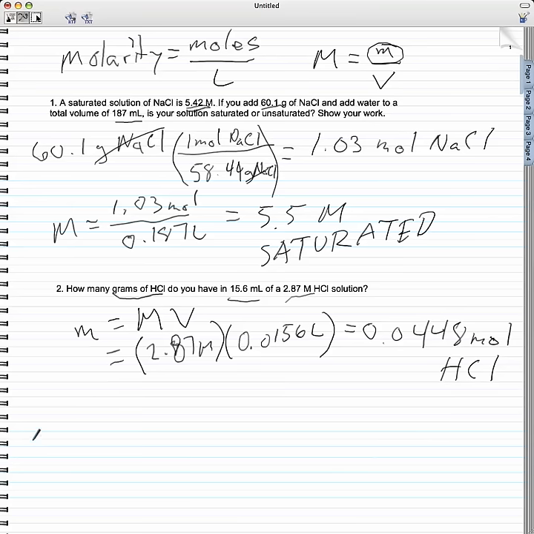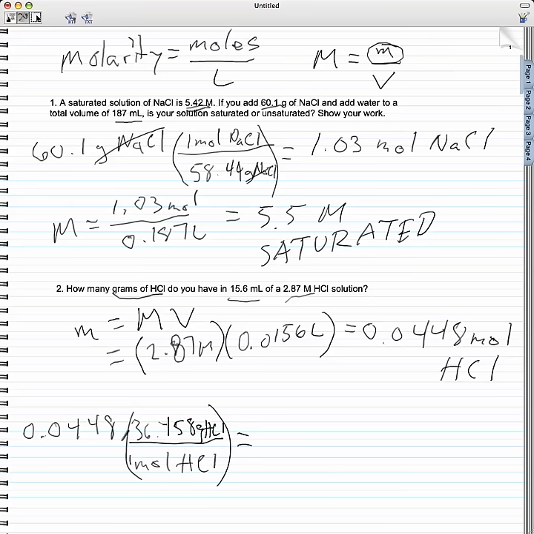That tells us how many moles we have, but they ask for grams, so we've got to go moles to grams. So 0.0448 moles, and we've got to convert it. I forgot to write it: 1 mole of HCl is going to have a mass of 36.458 grams. 0.0448 times 36.458 tells us that we're going to have 1.63 grams of HCl in that solution.